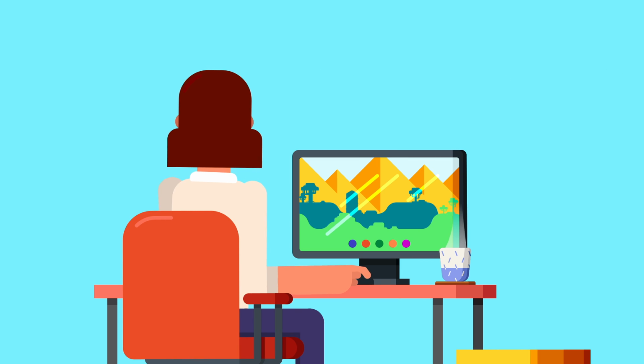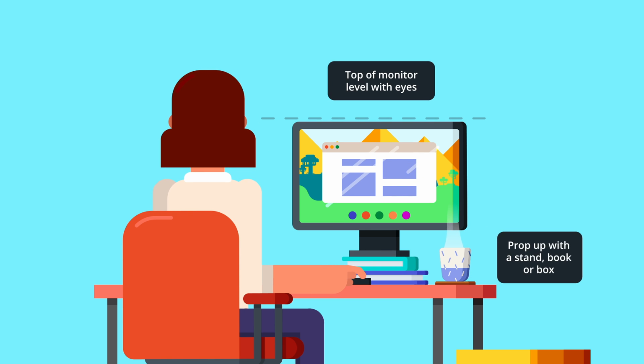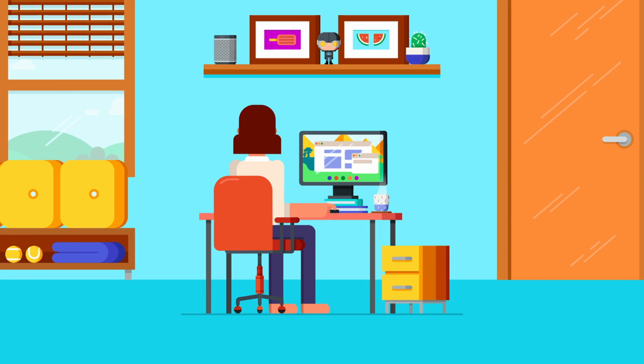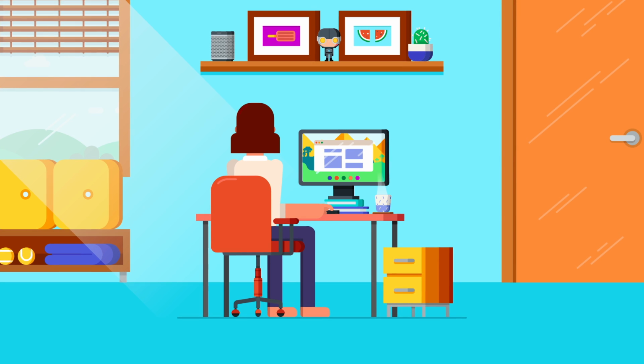Make sure your screen is around 50 centimeters from you and at eye level. Prop it up on something if you have to. Lastly, it doesn't hurt to be near some natural light either, especially if you have a busy day ahead.